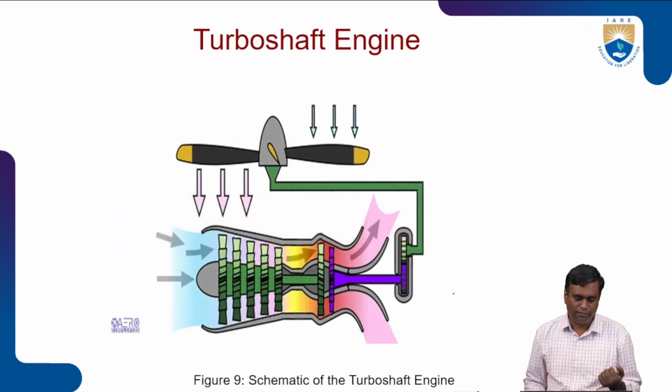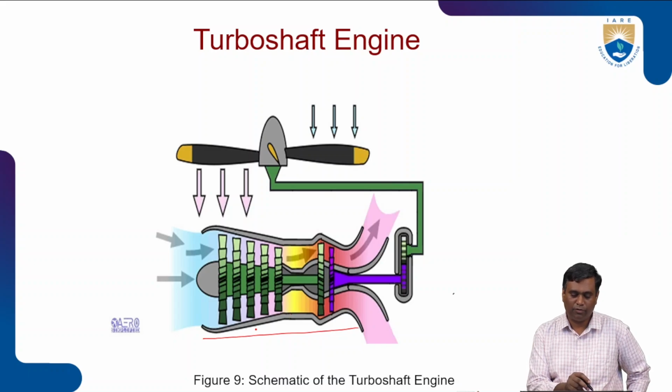And turbo shaft. If you look at the turbo shaft, this is a schematic of the turbo shaft, and of course the components of the core engine remain the same. And here, similar to the fan or propeller, the additional component is the free turbine or power turbine. It is called a free turbine because it is not connected to the shaft of the high temperature or high pressure turbines. Right, here if you look, they are not connected.